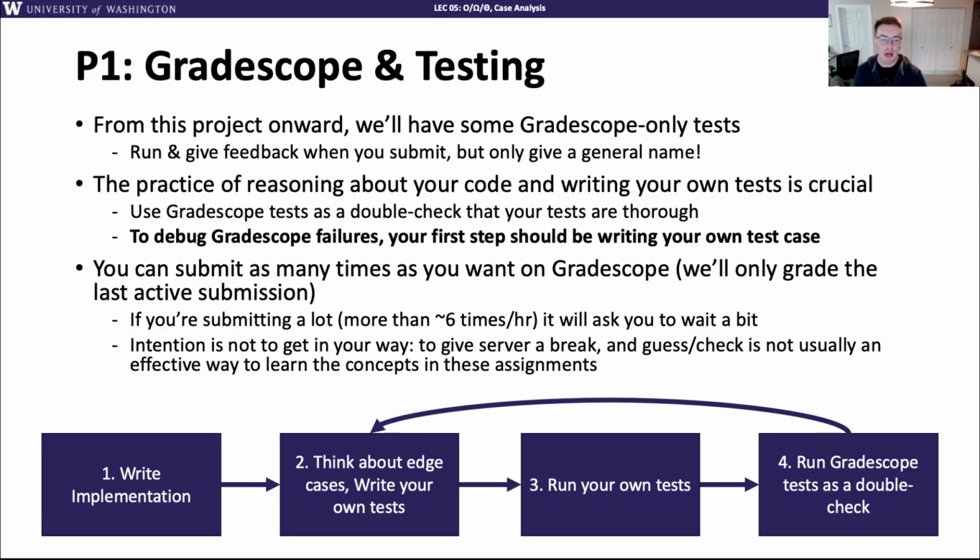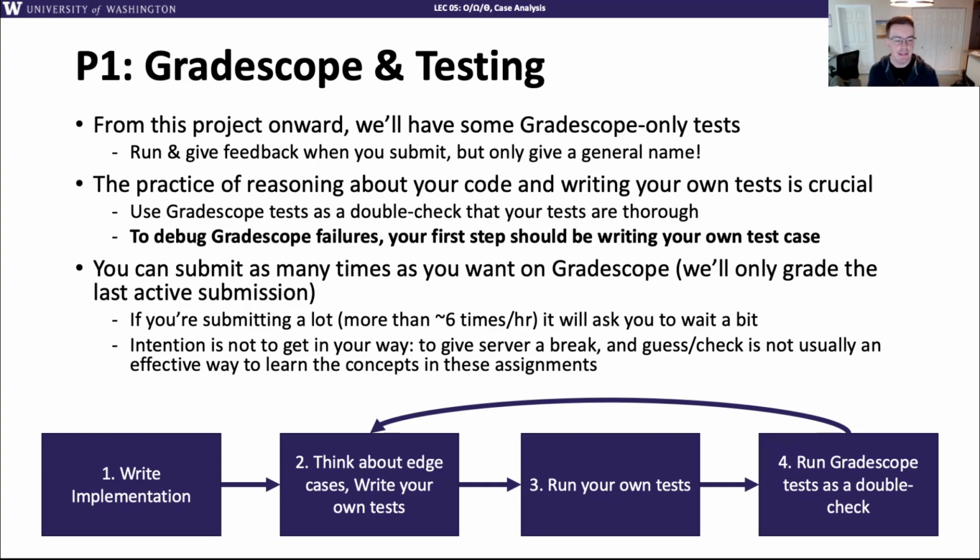So we have a little workflow that we recommend. You start writing your implementation. Think about the edge cases while you're writing your implementation, and start writing tests for those. Like, oh, what if the list was empty? What should this do? And let's make sure I handle that correctly. Then you run your own tests, and if you pass everything, that probably seems good.